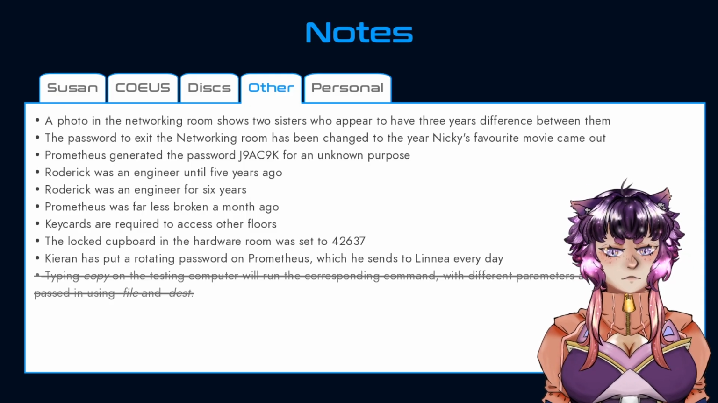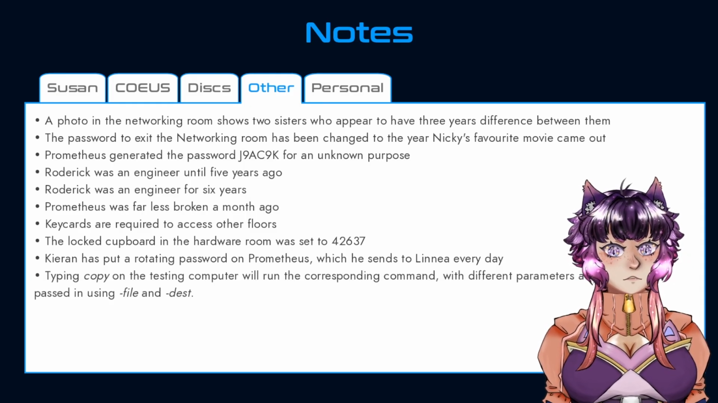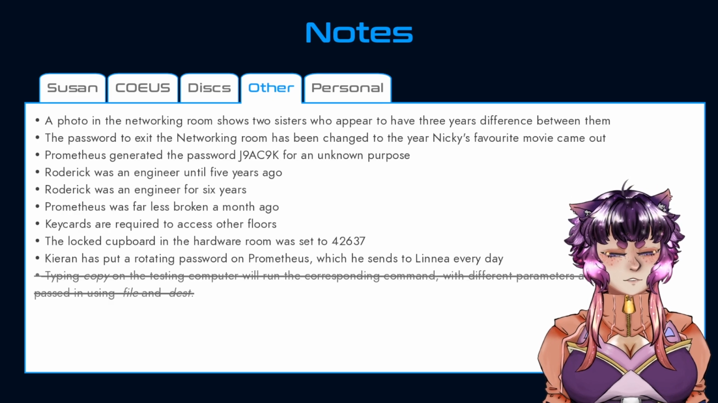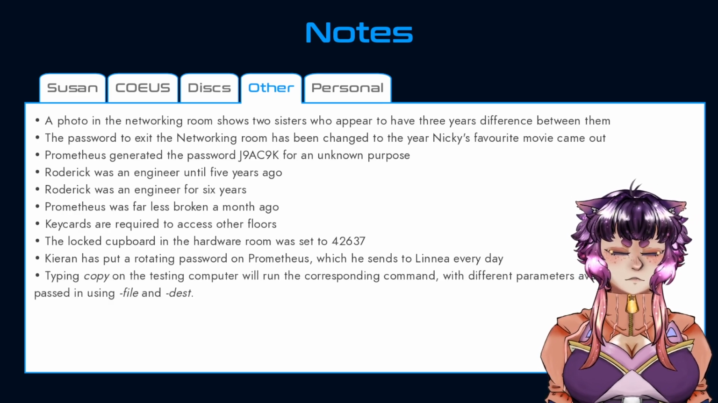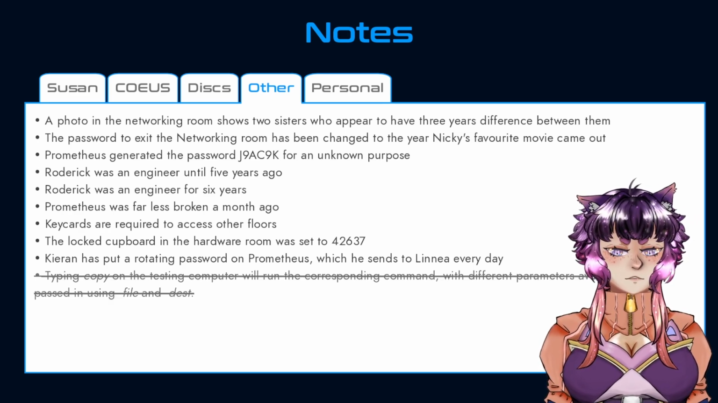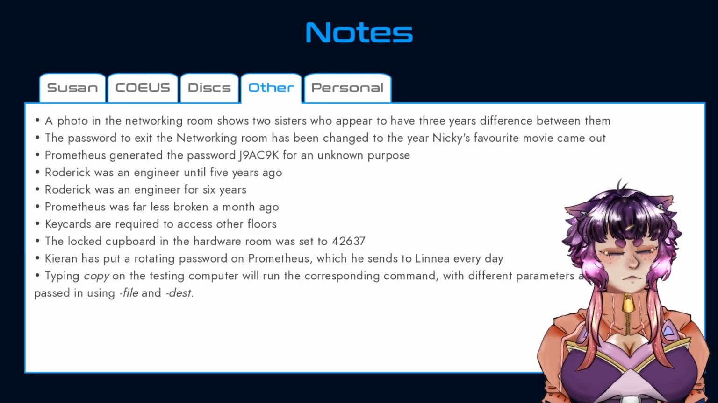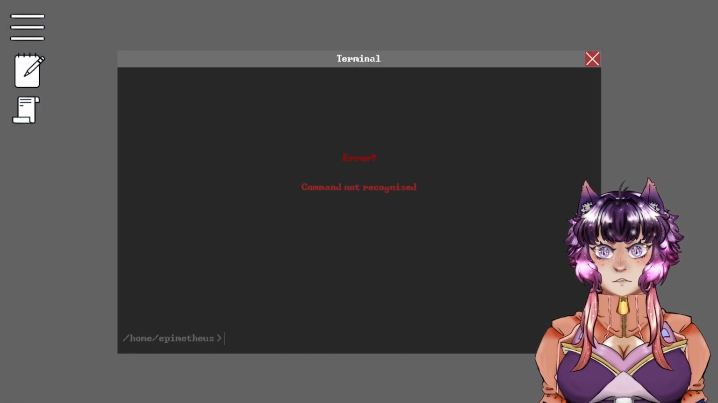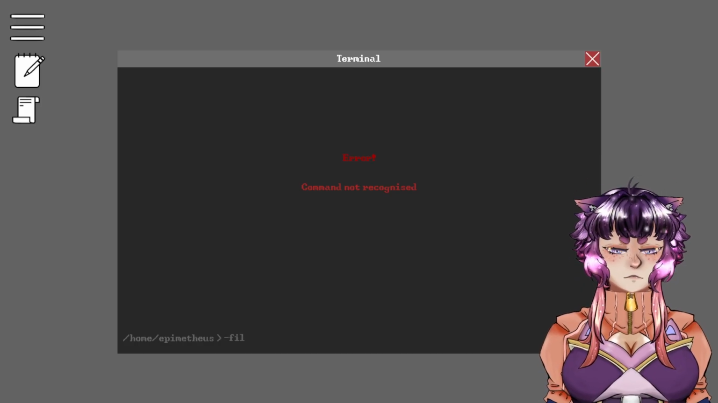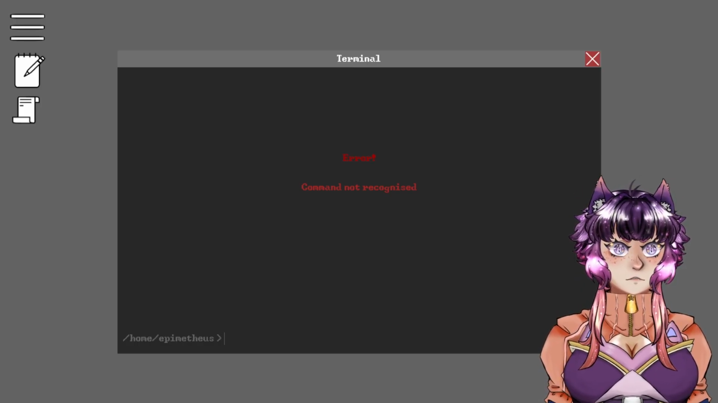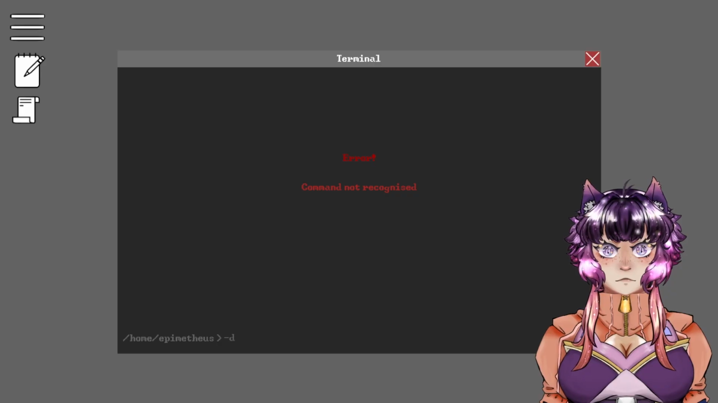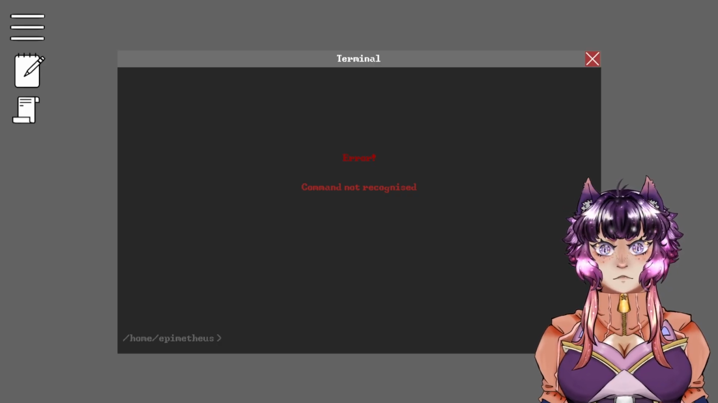Typing copy on a testing computer runs the corresponding command, with different parameters available to be used in file and dest. But that's just what I got. Oh, dash file. File. Test.